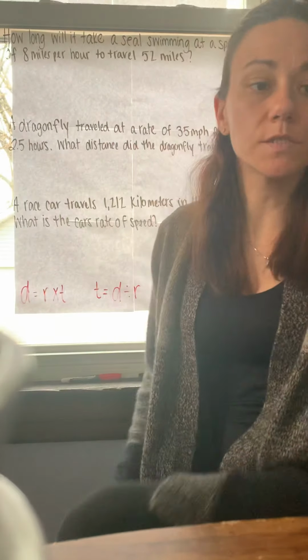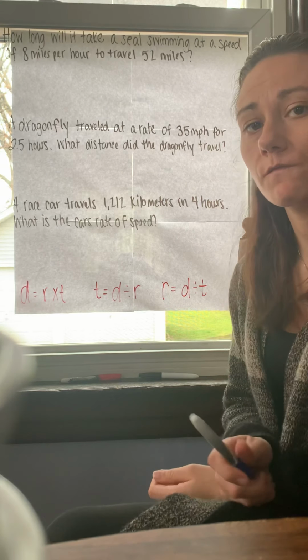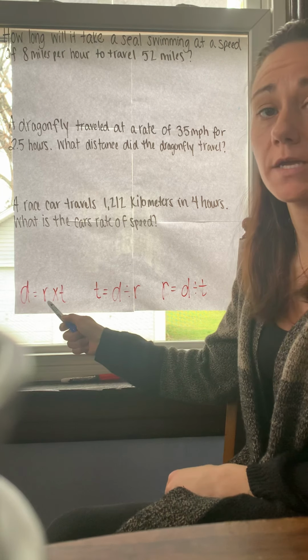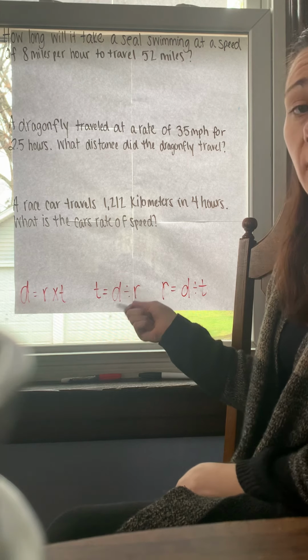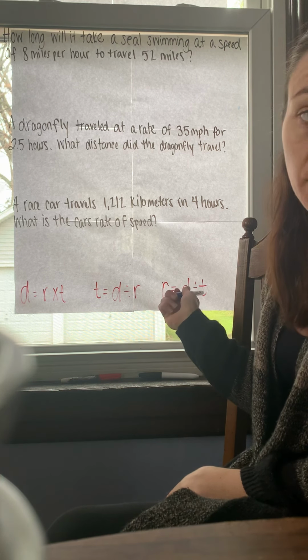Hello, today I'm going to teach you how to solve problems using distance, rate, and time. There's three formulas that you need to know. The first one is distance equals rate times time. The other one is time equals distance divided by rate. The other one is rate equals distance divided by time.